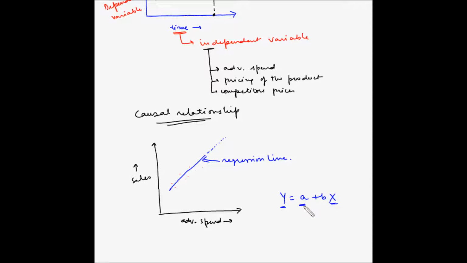A is the y-intercept of this line and b is the slope of the line. So basically, if we know the values of a and b in this equation and then we put a value of advertising spend for one of the future months, that is the value of x, then we'll be able to find the corresponding value of sales, which is the value of y. So the key is to find the value of a and b.